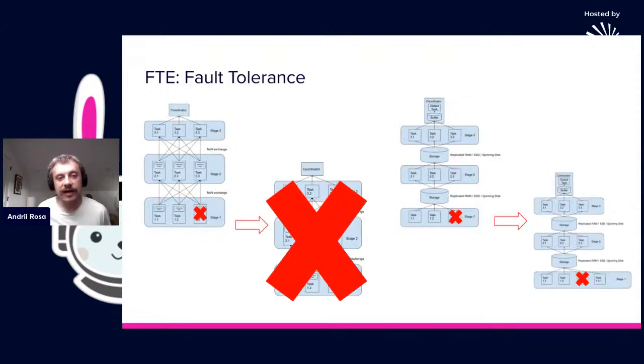It also allows fine-grained failure recovery. So basically, with streaming execution, if any of the tasks fails, the entire query fails, so the entire query has to be restarted. But if each task is independent and it fails, you can start over only a single task, because each task is this independent atomic unit that can be executed and restarted on its own.